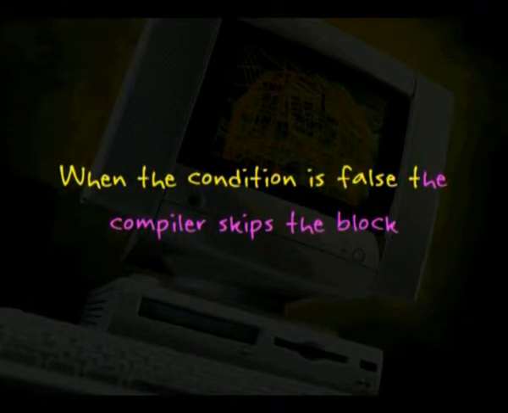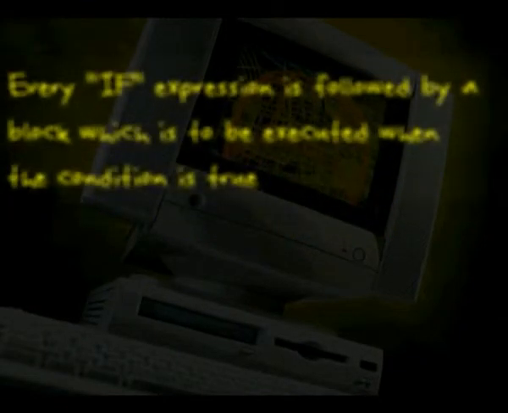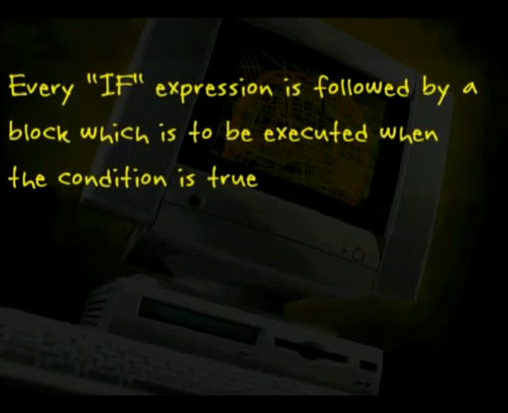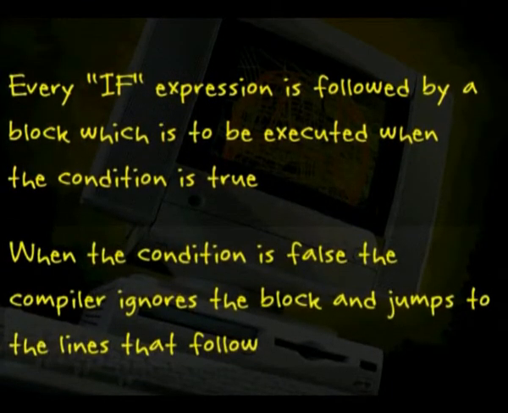the block. That is, it does not do anything extraordinary, it just skips the set of blocks after the if statement and proceeds normally with the program flow. So every if expression is followed by a block which is to be executed if the condition is true, and if the condition is false, the compiler simply ignores the set of statements, jumps after the block and starts executing the lines that follow it.